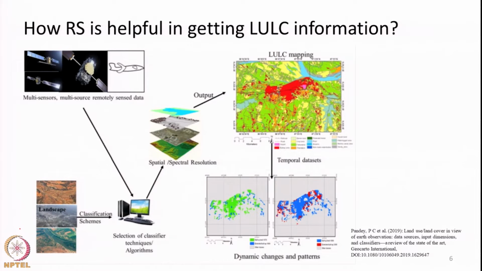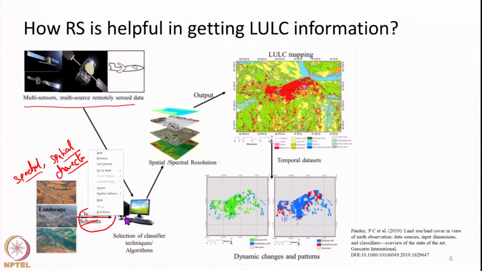So, this is like a schematic of how remote sensing is helpful in getting LULC information. There are plenty of different satellites and different modes of platforms available. We have different landscapes, each having its own spectral and spatial characteristics. We will acquire the images over the landscape, download them, and develop what are known as classification schemes or decision rules. By combining the images and the spectral and spatial characteristics of different landscapes, and inputting them into classification schemes, we will be able to get a LULC map.